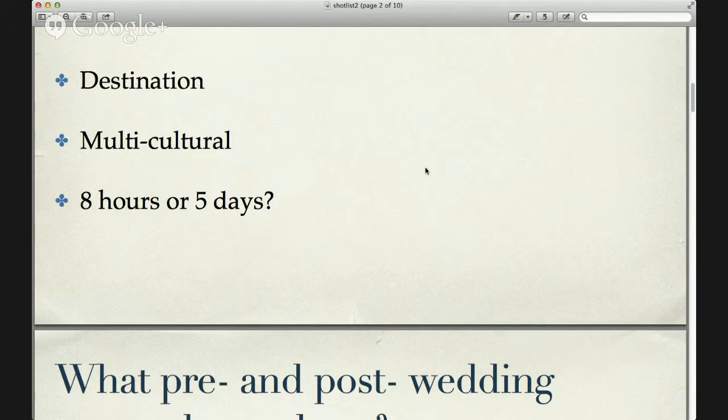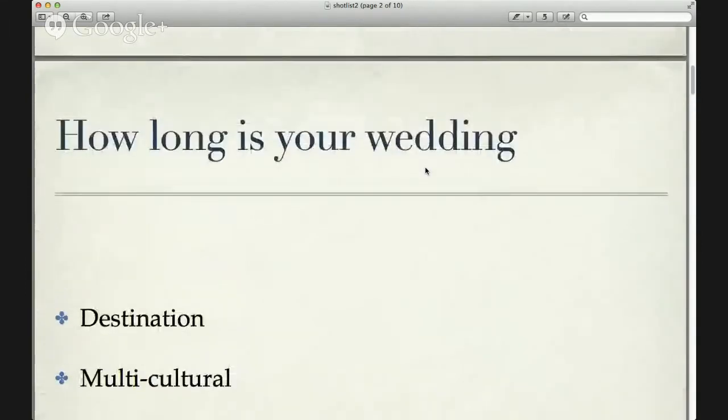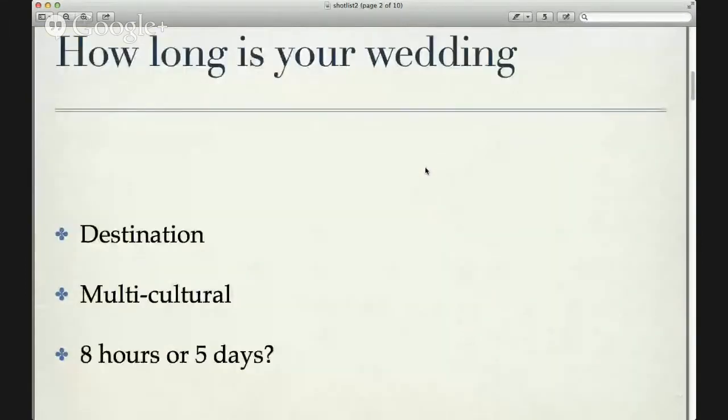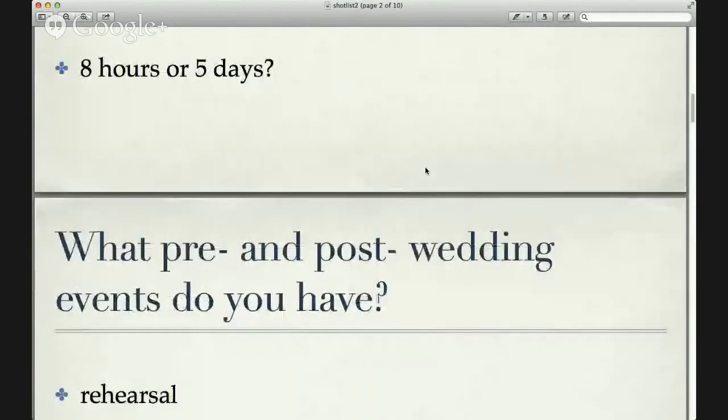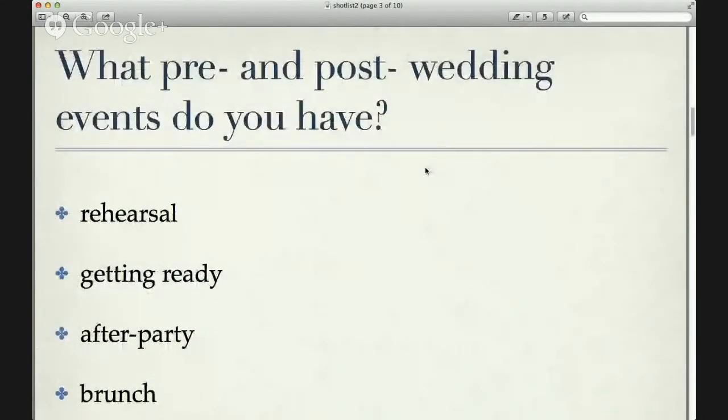Okay, so the first question again was how long is your wedding? So keep in mind, is it days, is it hours? Okay, and here's something people really tend to forget. What pre and post wedding events do you have going on? So the rehearsal, getting ready, the after party, a lot of times there's a brunch.